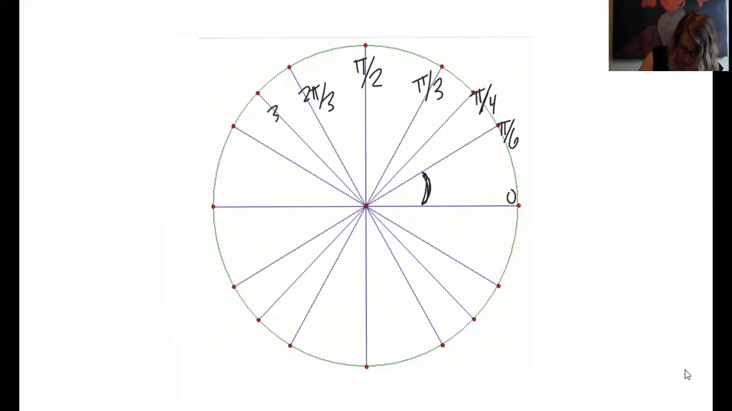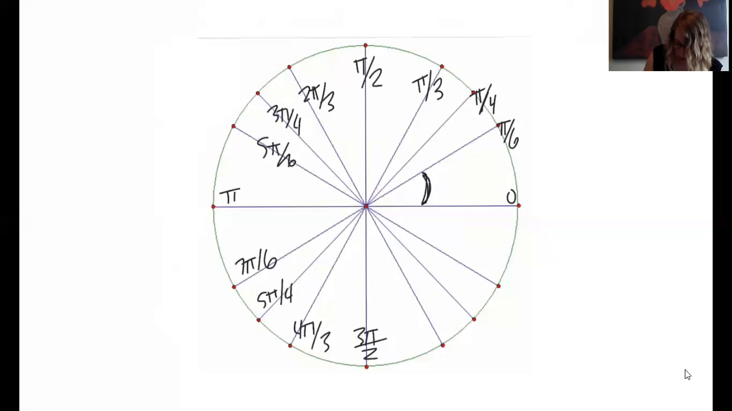2 pi over 3, 3 pi over 4, 5 pi over 6, pi, 7 pi over 6, 5 pi over 4, 4 pi over 3, 3 pi over 2, and then we have 5 pi over 3, 7 pi over 4, and 11 pi over 6, and 2 pi. There you go. Those are all of the angles, like the key radians going around the circle.